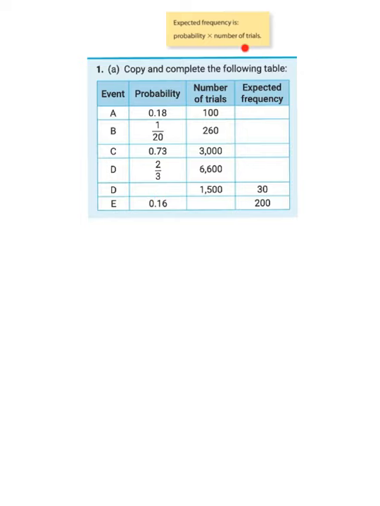So at the top of your page, every time you do these questions, I want you to always write down the formula. So we know then that expected frequency is probability by the number of trials. So if we're looking at event A, the probability is 0.8, the number of trials is 100, so what is the expected frequency? So for part A then, that would be 0.18 multiplied by 100, which would give me 18. So 18 fills in here.